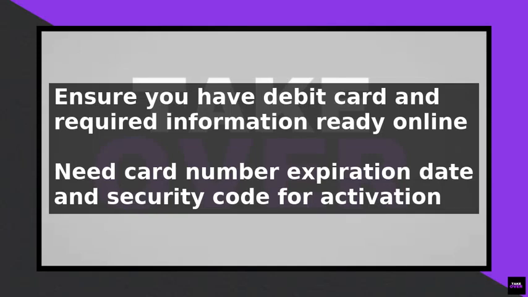To activate your TD Bank debit card online, follow this step-by-step guide. First, ensure you have your debit card and other required information ready. You will need your card number, expiration date, and security code, as well as your TD Bank online banking username and password. Start by going to the TD Bank website and logging into your online banking account.